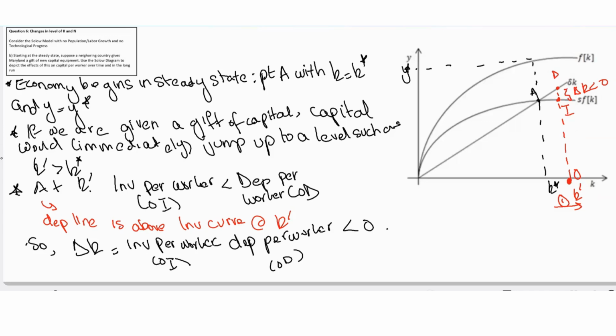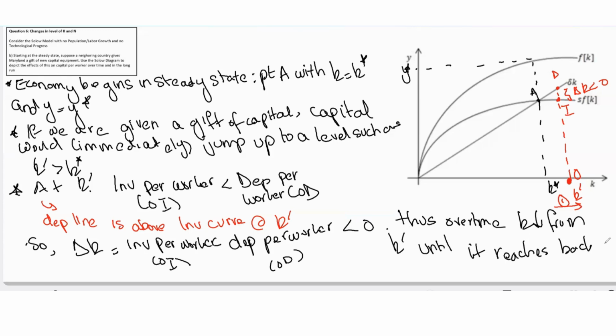Since the change in capital per worker is negative, over time K decreases from K prime until it reaches back to the initial steady state K star, where investment per worker is equal to depreciation per worker.